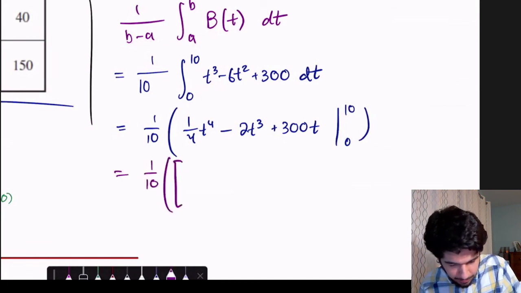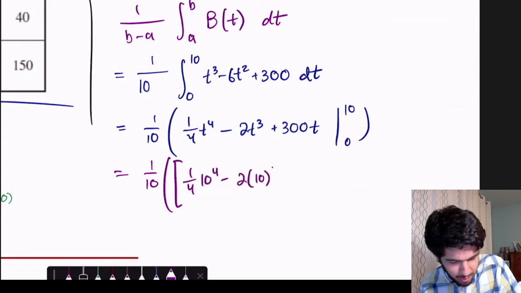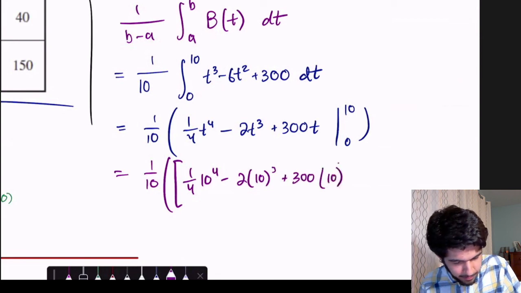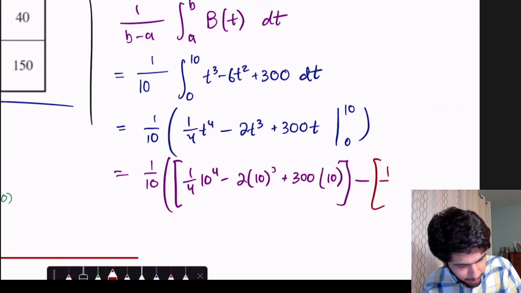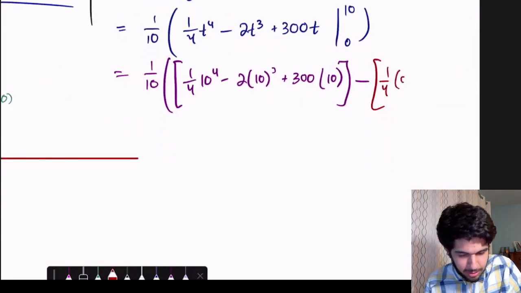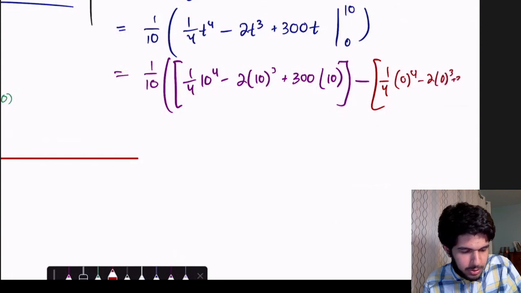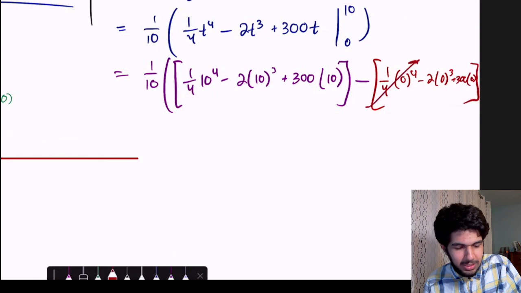First we'll plug in the 10, so 1/4 10 to the 4th, minus 2 times 10 cubed, plus 300 times 10, minus, and now we plug in a 0, 1/4 0 to the 4th, minus 2 times 0 cubed, plus 300 times 0, running out of room. But luckily all of these terms go to 0, so we don't even need them anymore.